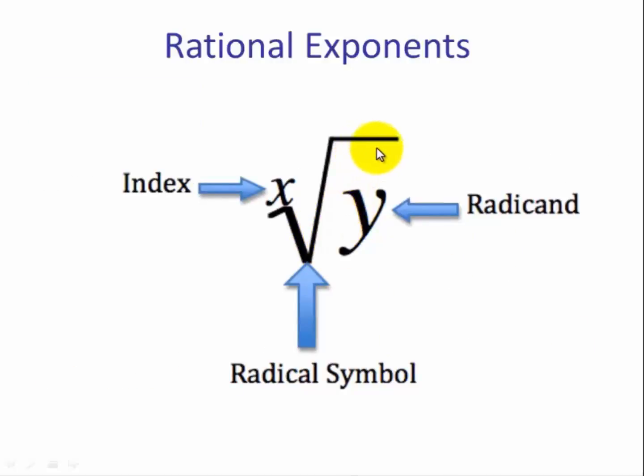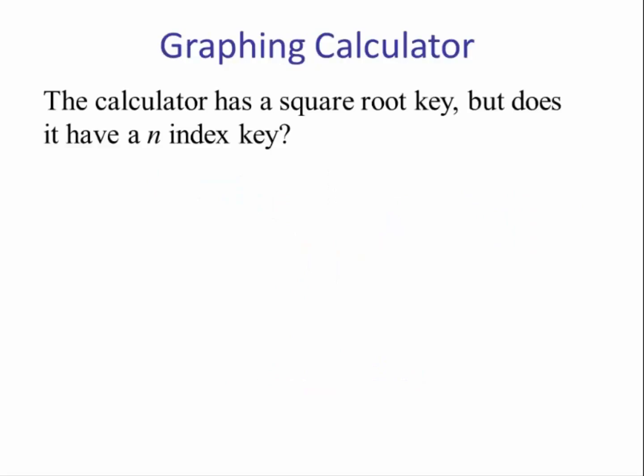If you recall, the number that's inside the radical is called a radicand. This is called the radical symbol, and this number here is what we call the index. If you don't see an index, it's understood to be a 2. For this class, we will let the calculator compute these values for us. We have a square root key on the calculator, but what about numbers that have an index other than 2? Is there an n index key? The answer is yes.